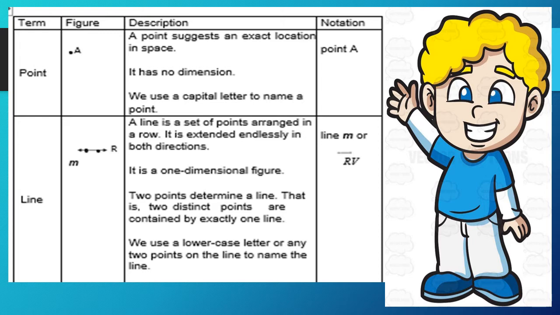Second, line. A line is a set of points arranged in a row. It is extended endlessly in both directions. A line is a one-dimensional figure. Two points determine a line. That is, two distinct points are contained by exactly one line. We use a lowercase letter or any two points on the line to name the line.